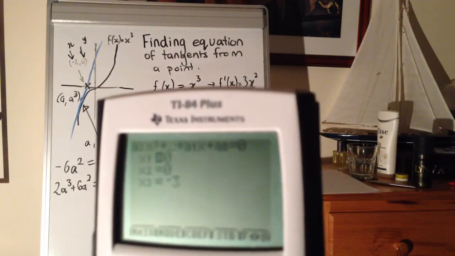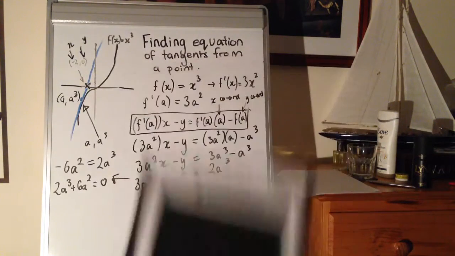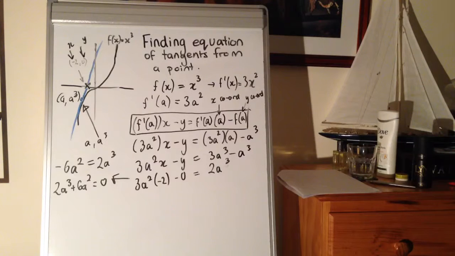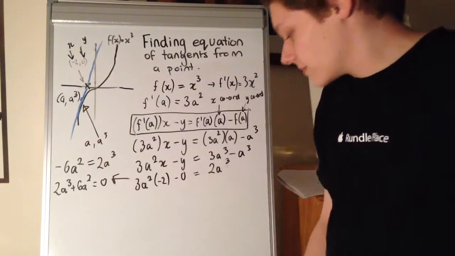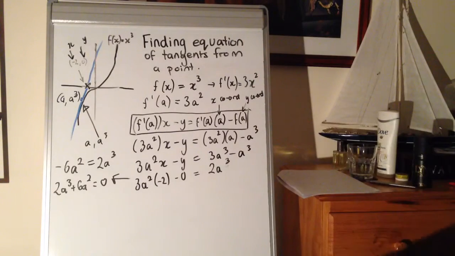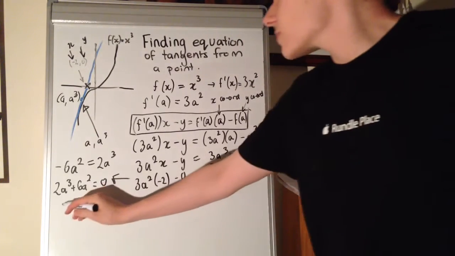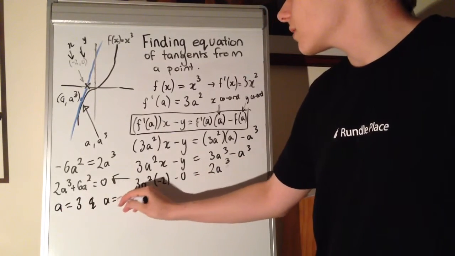We've got 0, 0, so it's a repeating root for one of them, but then we've also got -3 as the last one. So it's always good to write up these values of a, because essentially that's what we just found. We found the values of a, so the points on the curve here, and we'll consider them in just a second. I think I just dropped my whiteboard marker, which isn't good. But what we have is a equals 3 and a equals 0.